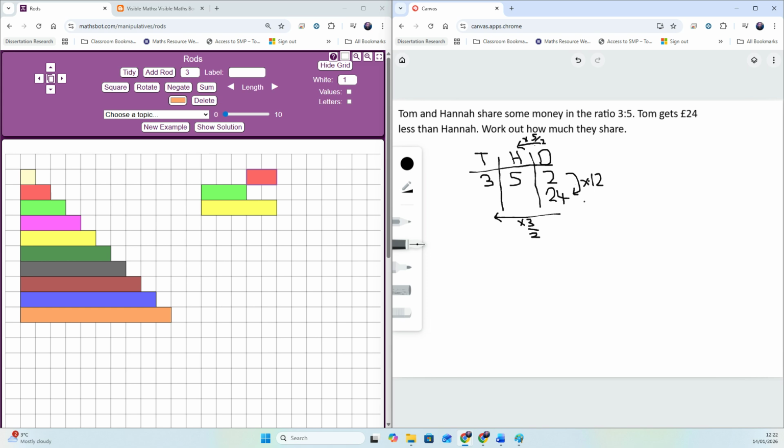Yeah, it doesn't really matter here if Tom gets £24 less than Hannah, or if Tom gets £36 less than Hannah, or if Tom gets £1,005,000 less than Hannah. Hannah's share will always be 5.5 times that difference. Tom's share will always be 3.5 times that difference.